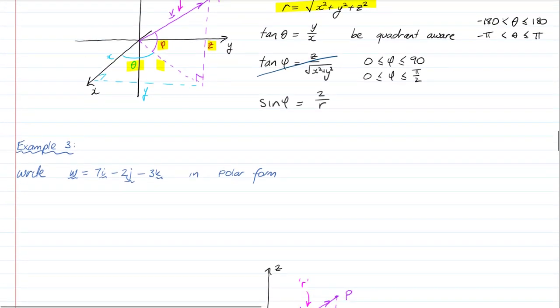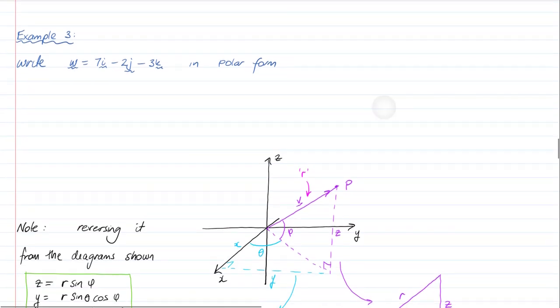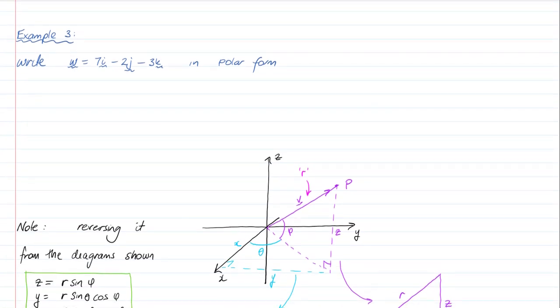Let's have a look at an example. Example 3. We're going to write w equals 7i minus 2j minus 3k in polar form and do this calculation. So let's do it now. Let's start with our r. R is equal to the square root of 7 squared plus negative 2 squared plus negative 3 squared. And that's 49 plus 4 is 53 plus 9 is 62. The square root of 62, and I can't do much better than that, so I'm going to leave it as that.